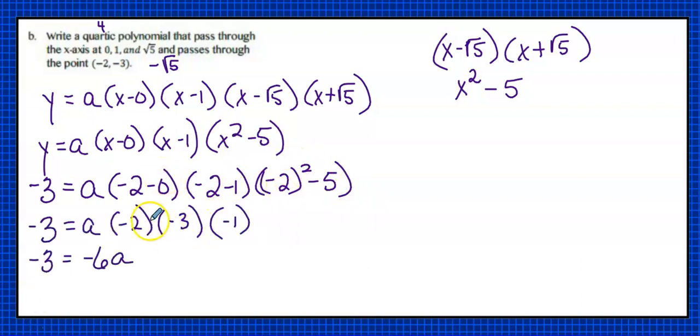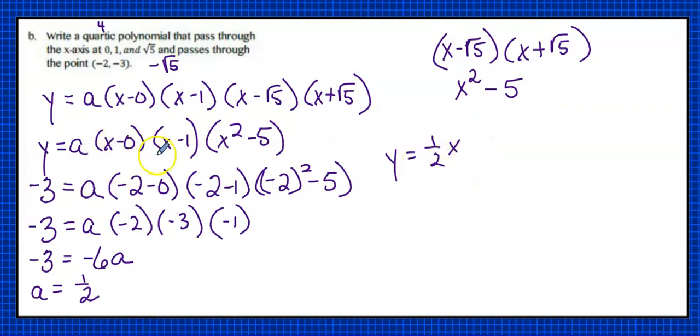Okay, so I plugged those in. I did the math here. I got negative 3 equals negative 6a. So a equals 1/2. I can now go back and just plug in my a right here and then multiply this stuff out. I don't have to go back up here to this one because I had already multiplied those together. So y equals 1/2, and this is going to be just x here.